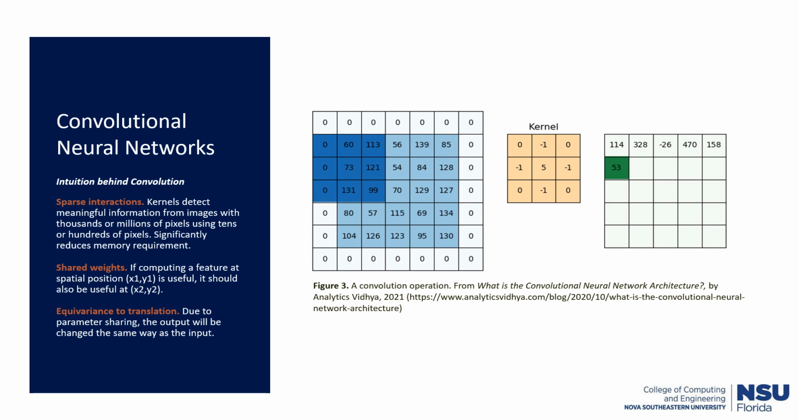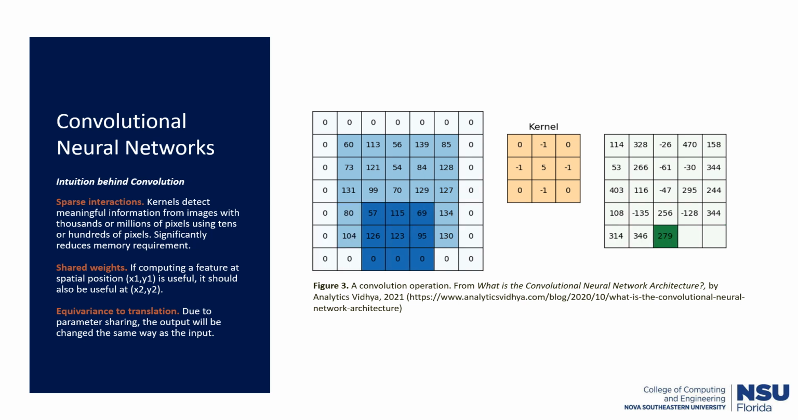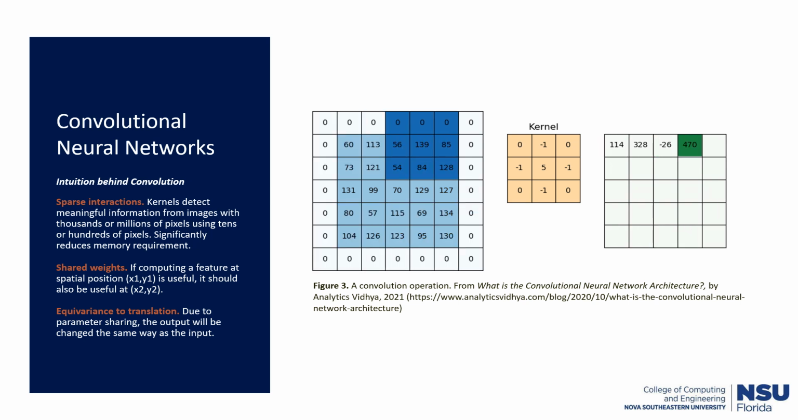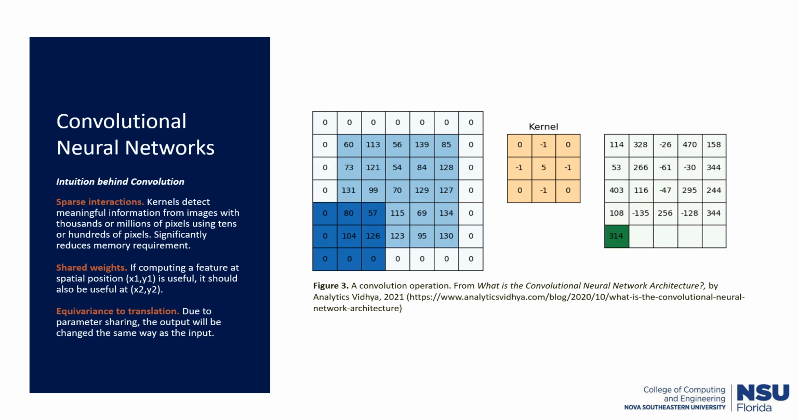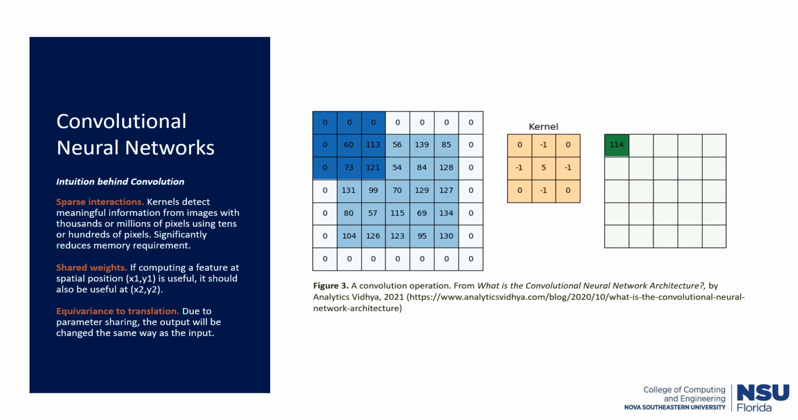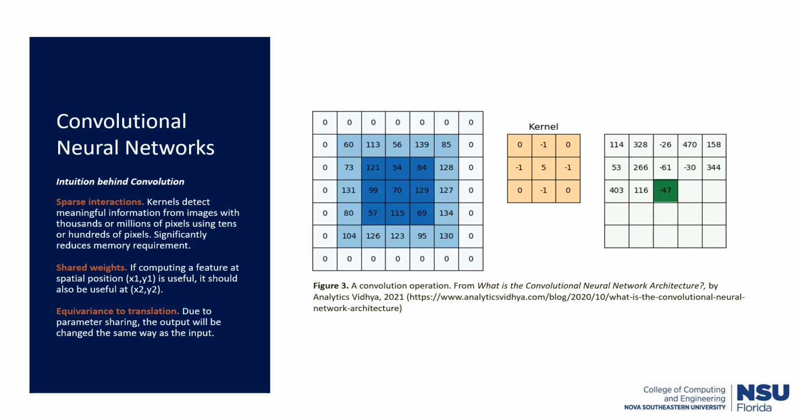Now, the intuition behind convolution involves sparse interactions. Basically, as the kernel convolves the image from left to right, top to bottom, it detects very meaningful information, and so that information is more or less summarized. So what you have is a feature map at the end of the day that has basically compressed an image from being millions of pixels down to maybe tens or hundreds.